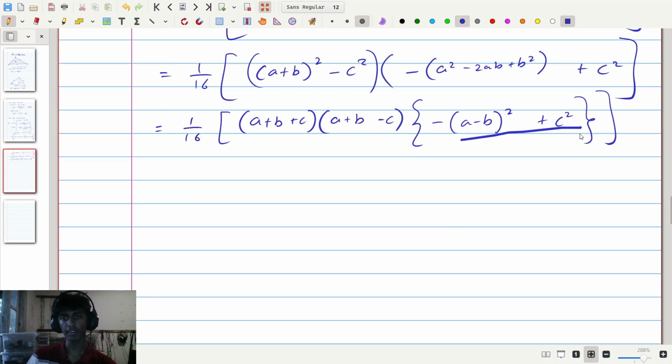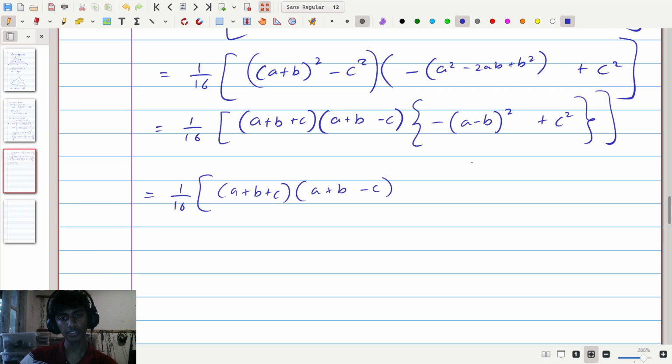So now we can factorize this thing as well. If I rearrange this, if I take this C squared to the front and this thing to the back, you can see this is again a difference of squares. We have C squared minus A minus B squared, which is again factorizable. If we go to the next line and factorize it, we have 1 divided by 16 times A plus B plus C times A plus B minus C times, and over here this thing when factorized is the first thing plus the second thing times the first thing minus the second thing. So the first thing plus the second thing is A minus B plus C, and the next thing is C plus negative A minus B. So C plus negative A plus B.